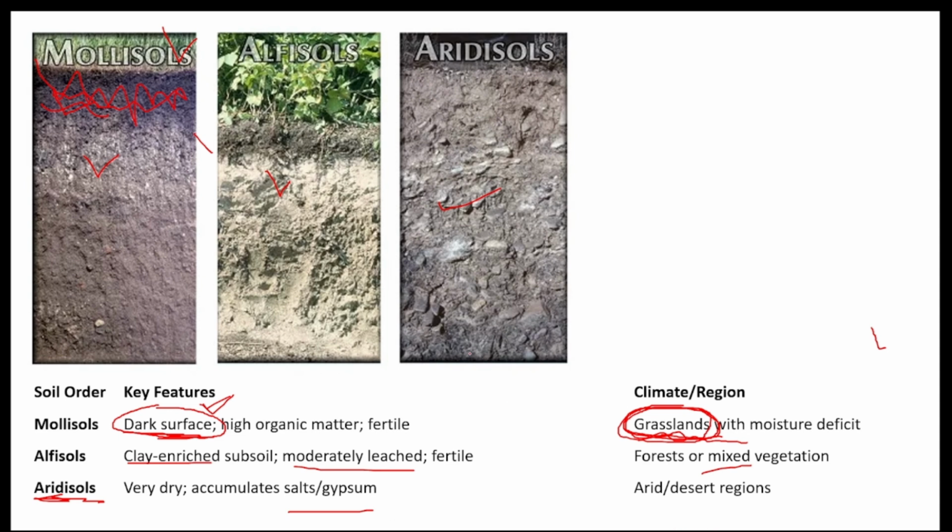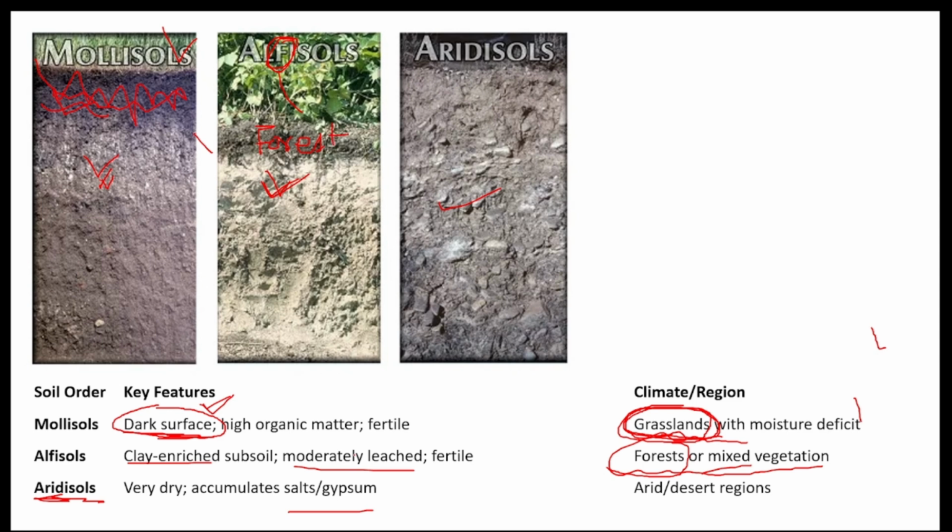Alfisols, it is clay-enriched subsoil, moderately leached, fertile. Obviously it is fertile, but this is not the very characteristic feature. You should remember here the climate and the region. It is found in forest or mixed vegetation. Forest. So among the three, mollisols are found in grassland, alfisols are found in forest or mixed vegetation, aridisols are found in desert, obviously arid. Mollisols are associated with grass. Alfisols are associated with forest. F means what? Forest, remember.